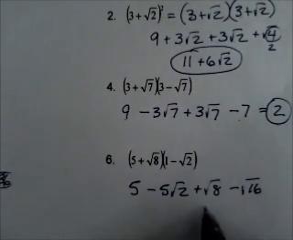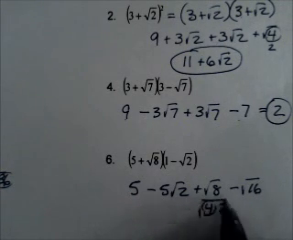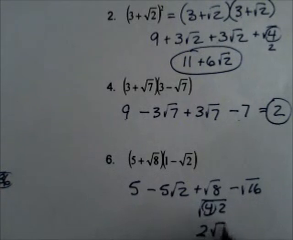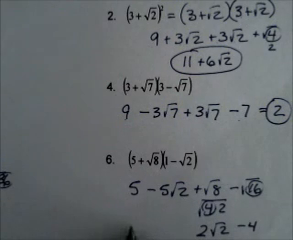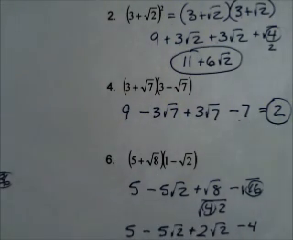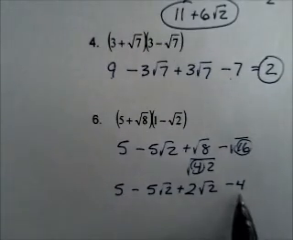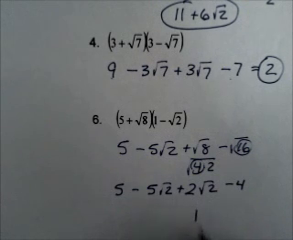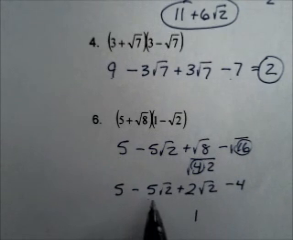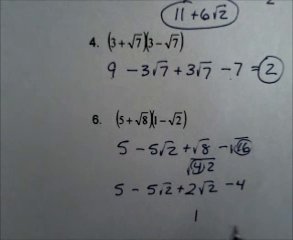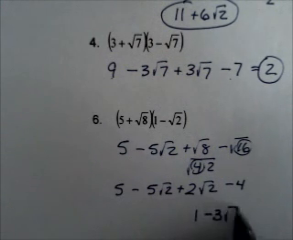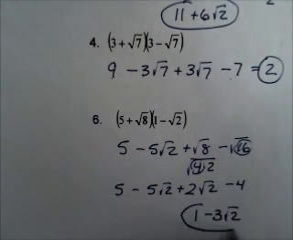Simplify the square root of 8. 4 times 2. Square root of 4 is 2, so 2 square root of 2. Simplify, the square root of 16 is 4. We have 5 minus 5 square root of 2 plus 2 square root of 2 minus 4. 5 minus 4 is 1. And negative 5 square root of 2 and positive 2 square root of 2 is negative 3 square root of 2. So 1 minus 3 square root of 2.